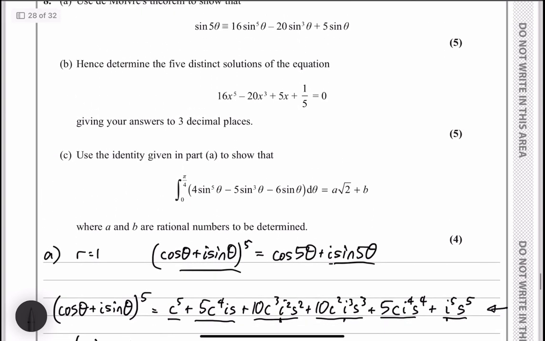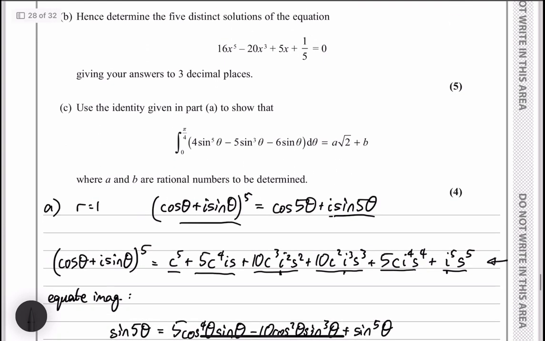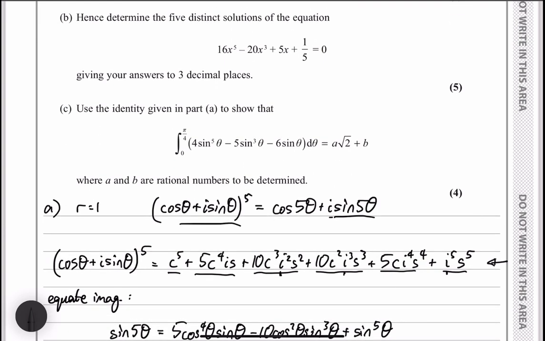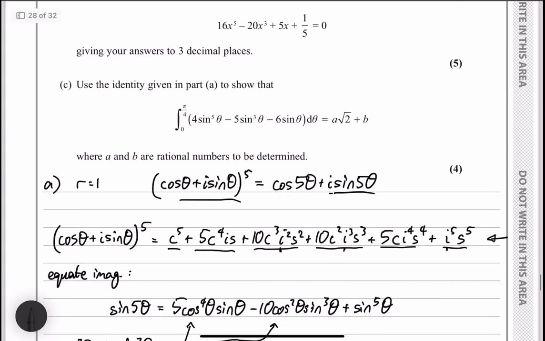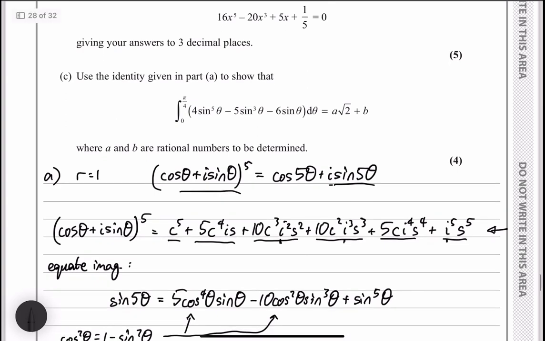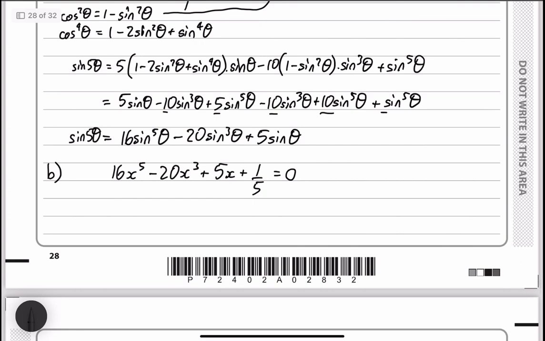Part B, hence determine the 5 distinct solutions of this equation here. We've got 16x^5 minus 20x^3 plus 5x. That matches, but then we've got a plus 1/5 equals 0. So part B: 16x^5 minus 20x^3 plus 5x plus 1/5 equals 0.